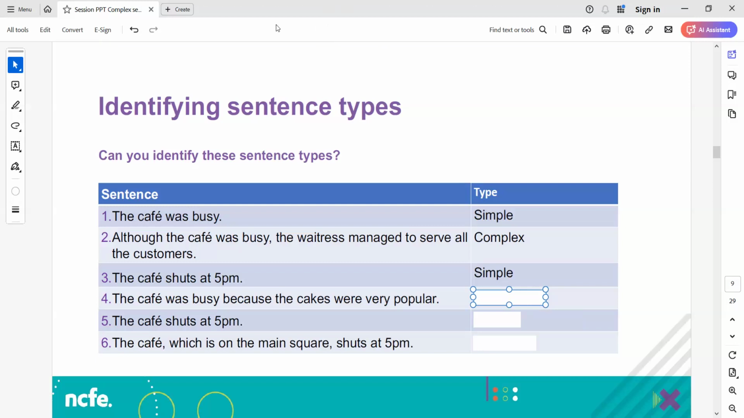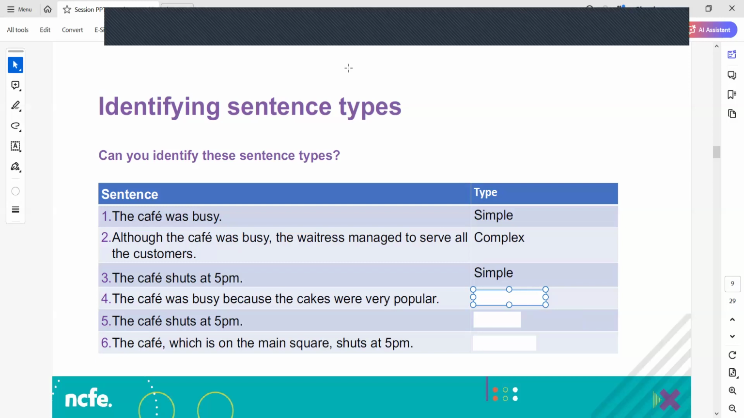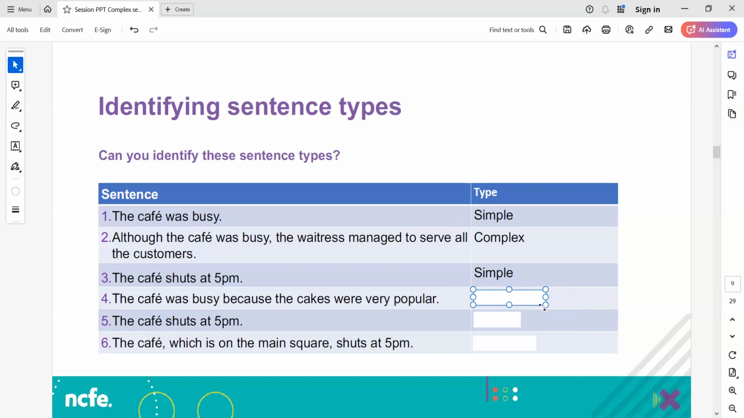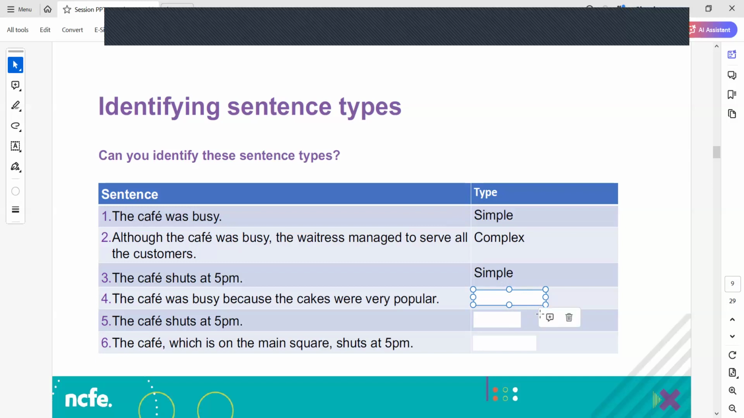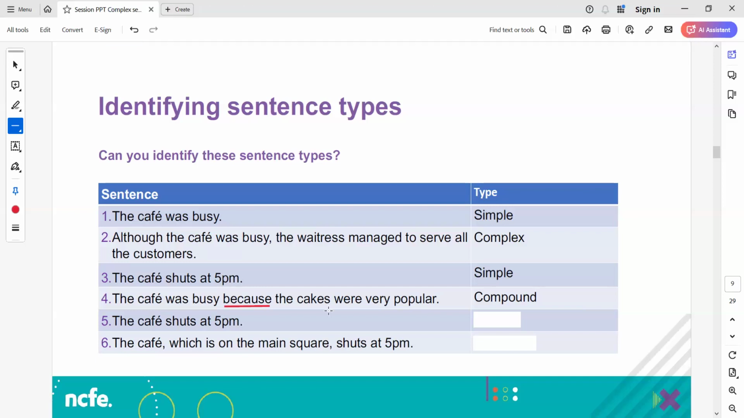The cafe was busy because the cakes were very popular. So this one isn't a complex, this is a compound sentence. It's been joined by the word because. So the cafe was busy, the cakes were very popular. Both of those could be simple sentences on their own. They have been joined together to make a compound sentence with the word because.